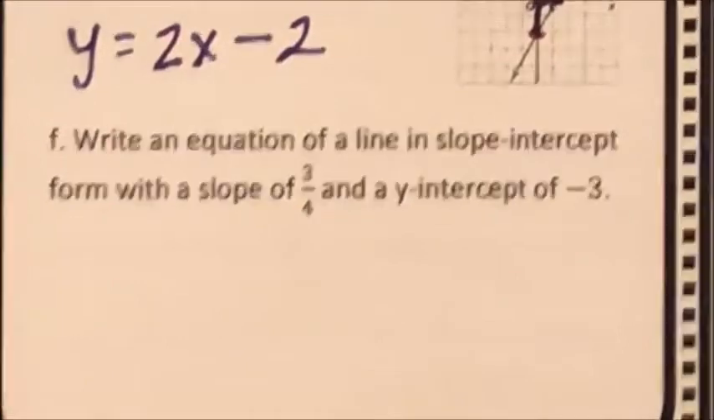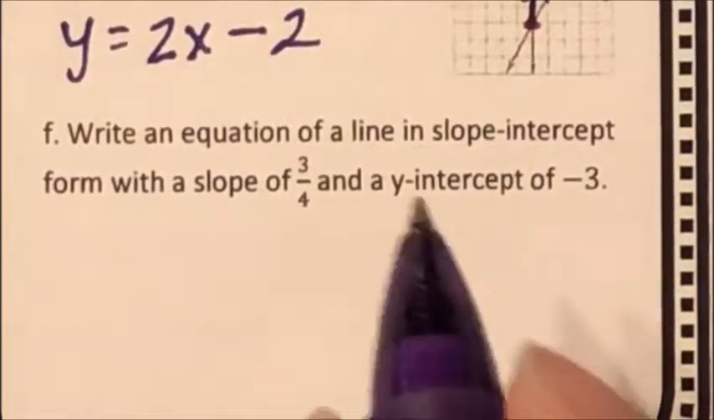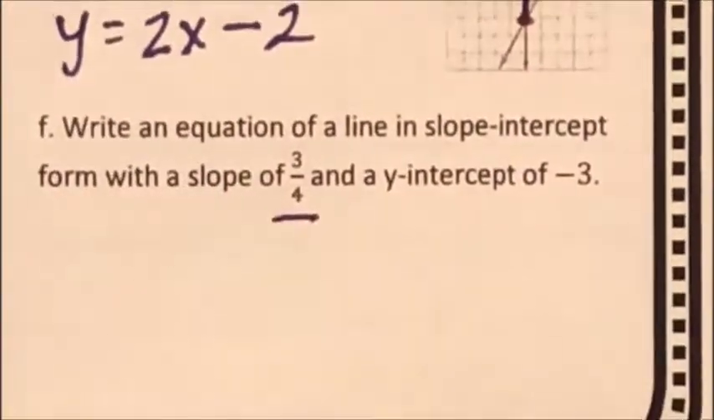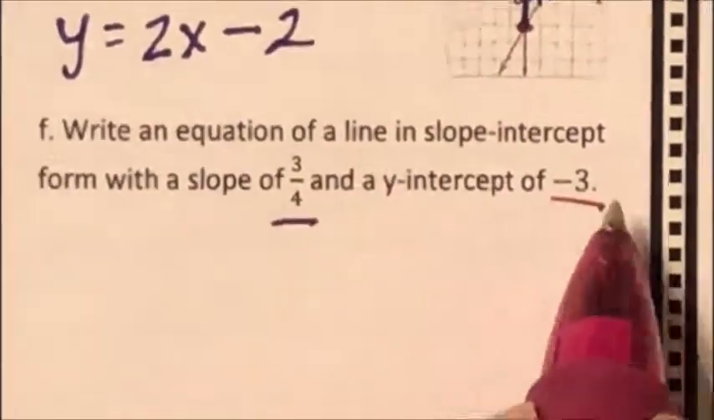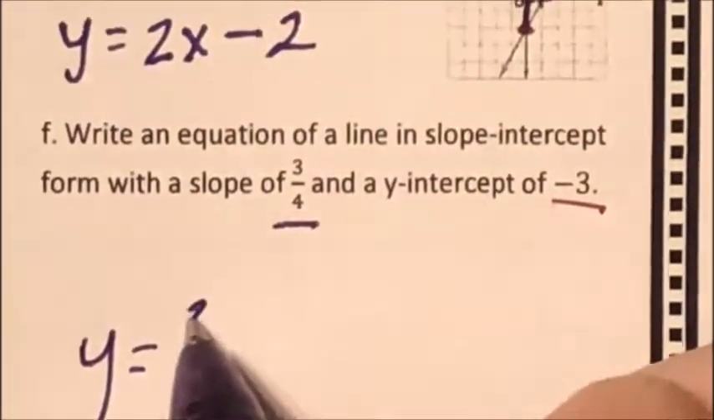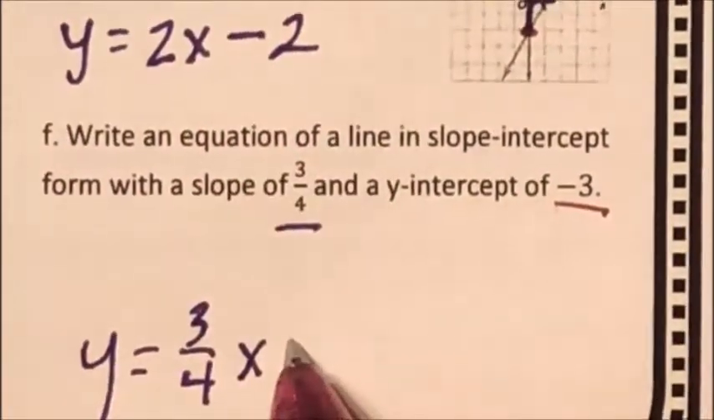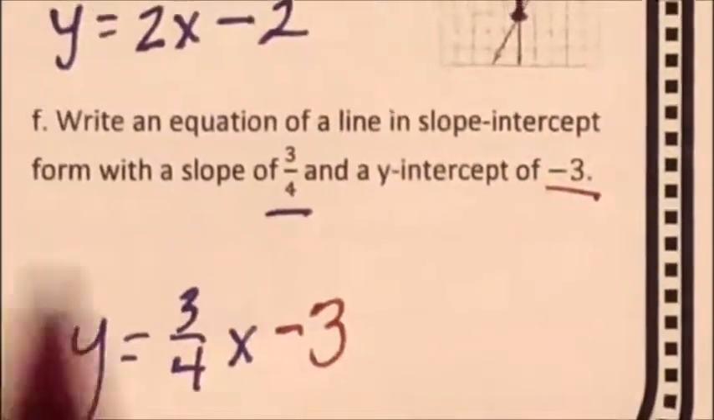Letter F says write an equation of a line in slope-intercept form with a slope of 3/4 and a y-intercept of negative 3. Okay, so I get y equals 3/4 x minus 3.